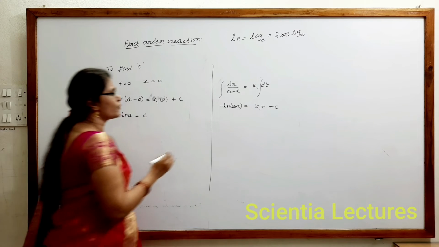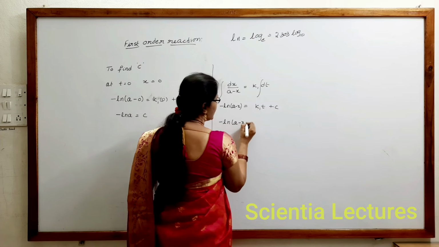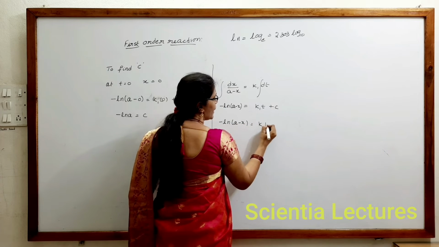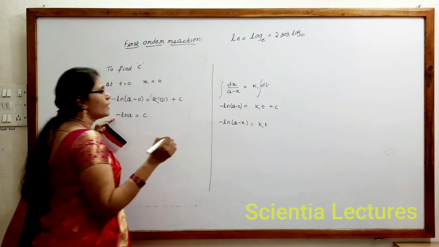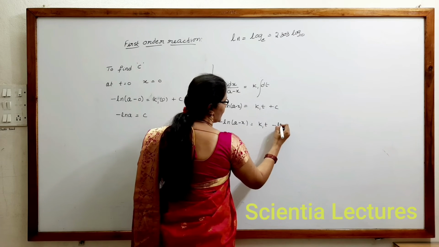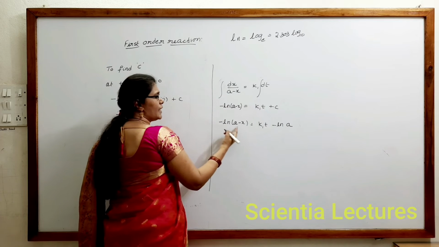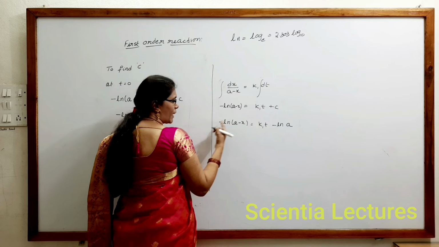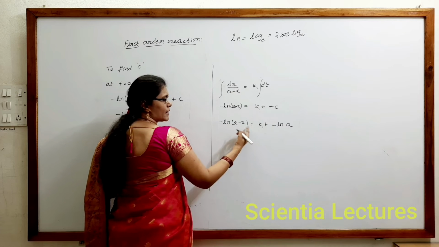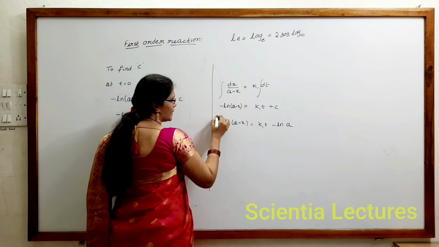Substitute that in this equation. Minus ln A minus X equals K1t, and the C we got is minus ln A. So this is nothing but minus log base e of A minus X equal to K1t minus log base e of A.